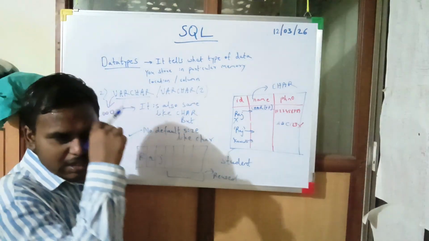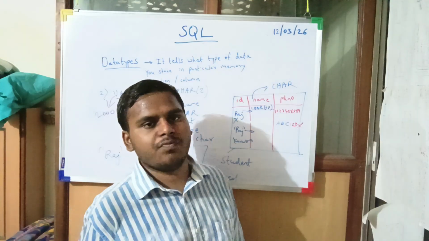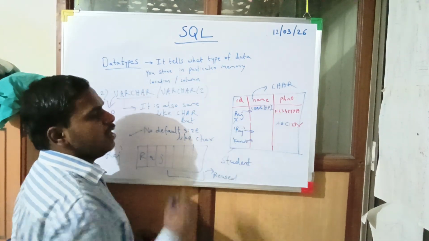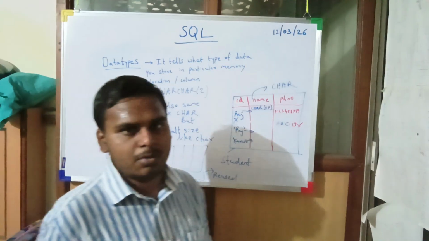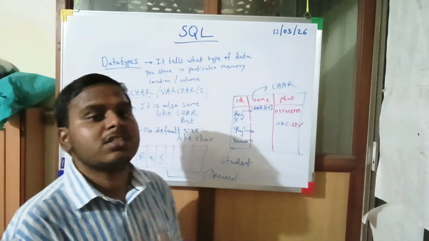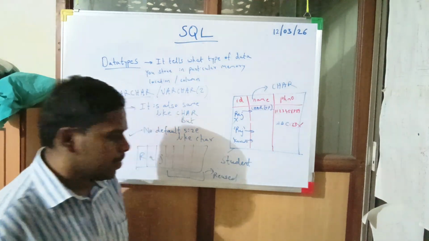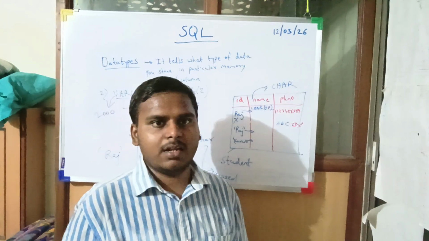Where is VARCHAR used, sir? Where the number of characters are not fixed. For example, a name column, an address column, where the number of characters are not fixed. We just mention the maximum size. Memory wastage will not be there. That's an advantage of VARCHAR.